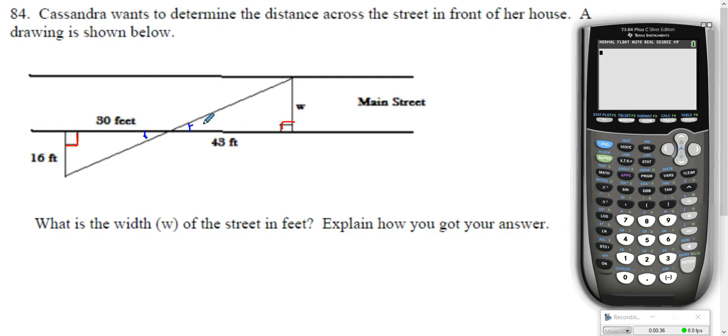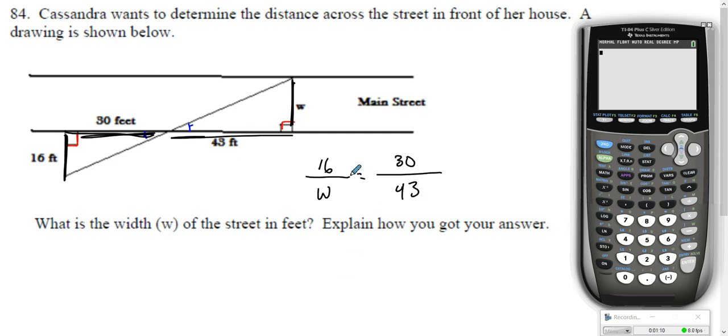Okay. Now, I'm going to create a ratio, and we're going to line these up. So I'm going to do the triangle over here off the street, I guess you could say, in the numerator. So the 16 and the 30. Now, the side that goes with the 16 would have to be this one over here, the W. The side that goes with the 30 would have to be this right here, the 43.